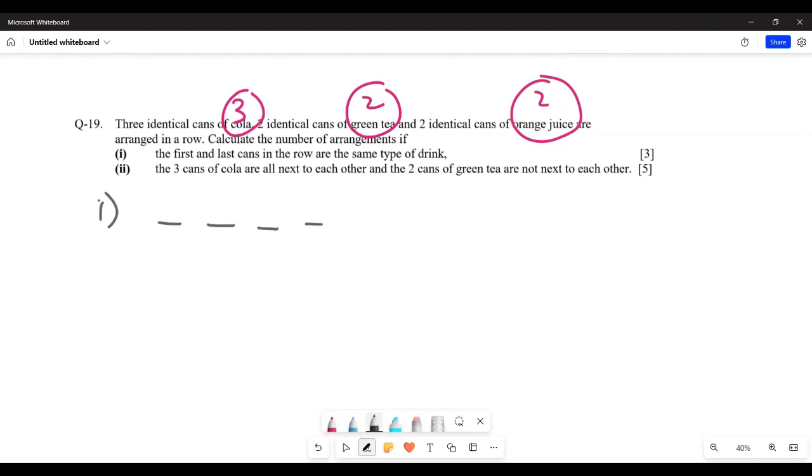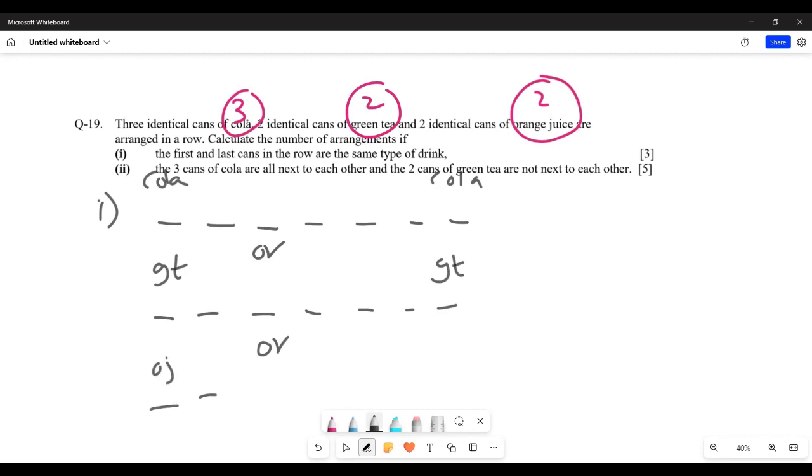1, 2, 3, 4, 5, 6, 7. However, there's a condition that the first and the last has to be the same. So we can say this is cola, then this has to be cola. Or we can say the first one is green tea, then this one has to be green tea as well. Or first one is orange juice. This has to be orange juice as well. Okay. So first can and the last can in the row are the same type.